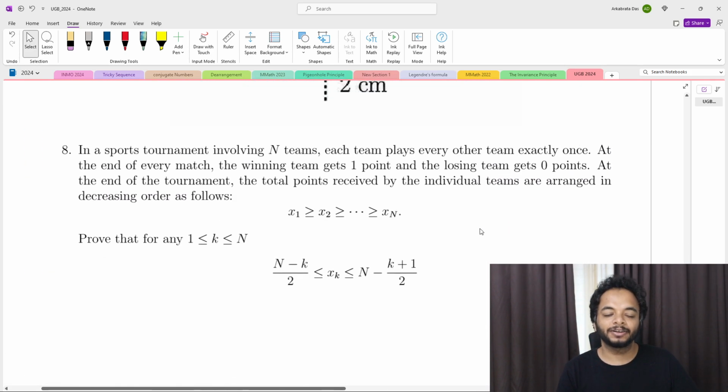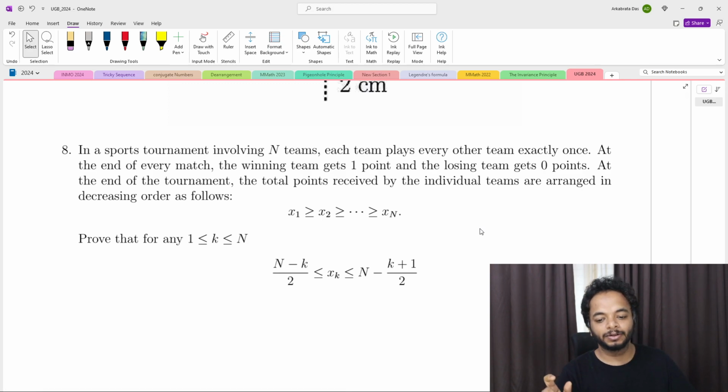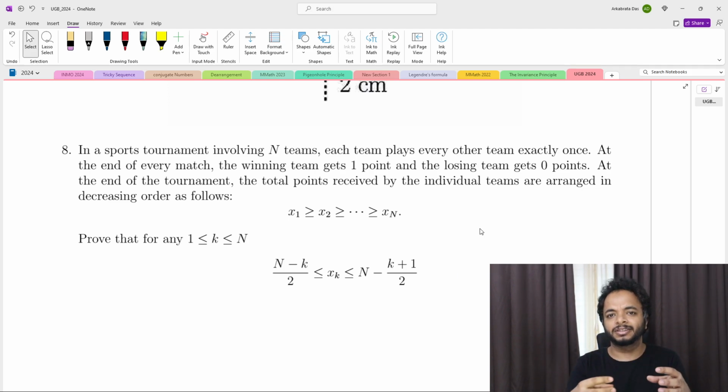It says that you have a round robin tournament, and the winning team gets 1 point and the losing team gets 0 points, and everyone plays with the other team exactly once. At the end of the tournament, the total points received by the individual teams are arranged in decreasing order as follows. Whichever team got the highest points is x1, then x2 and so on till xn. Basically, you can also think of it as arranging the players in decreasing order of the number of wins.